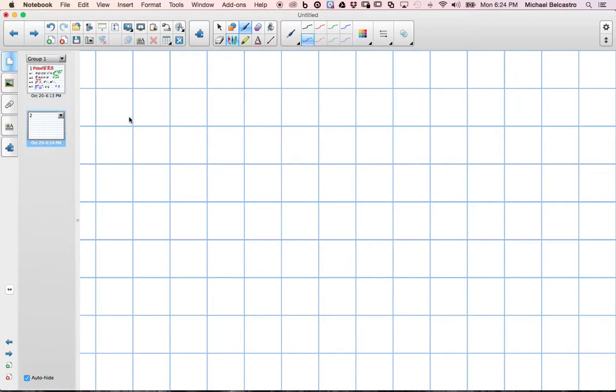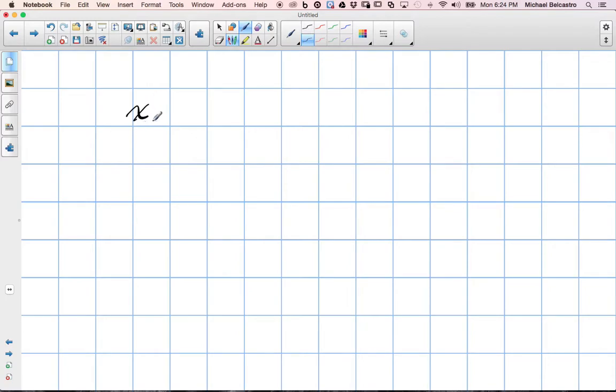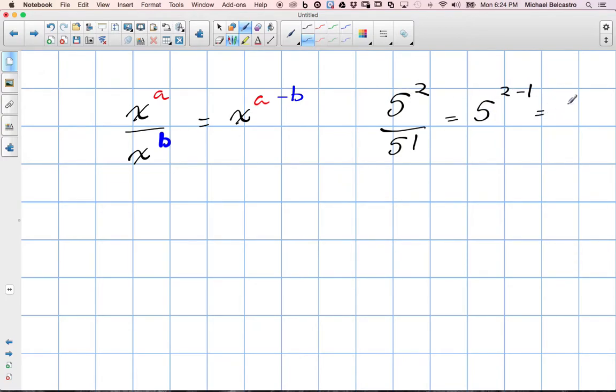There's a rule that I'm going to use some letters for, okay? If you have x, the base, to the power of a over x to the power of b, we can simplify that by writing x to the power of a subtract b, okay? And what that means is, I'll quickly write it. Say we had 5 to the power of 2 over 5 to the power of 1. Well, I can write that as just 5 to the power of 2 subtract 1, which is equal to 5 to the power of 1. Okay?